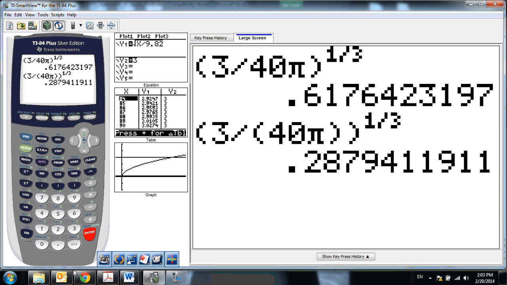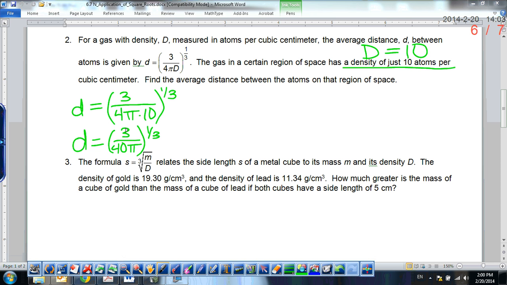Yeah. If we look at what we were given, 3 divided by all of 40 pi, right? If you leave out that set of parentheses, what your calculator does is 3 divided by 40 and then multiplies it by pi. Okay? So you've got to be sure if you're given a complicated denominator, you make sure and keep that denominator together. So the correct answer here is 0.288 what? Talking about distance, centimeters. Questions on that one?